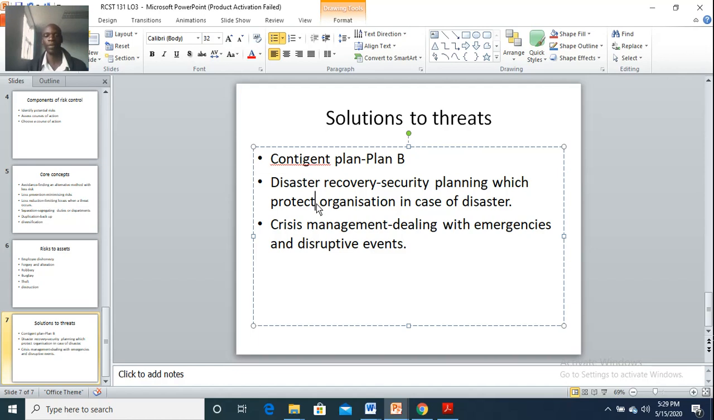So you should be able to know the risk control strategies. You should be able to know the ways of dealing with threats. You should be able to define what a contingent plan is, which is an alternative course of action. Disaster recovery: when a problem happens, how do we move on? Crisis: how do we solve it?